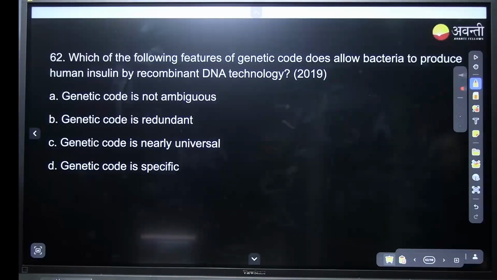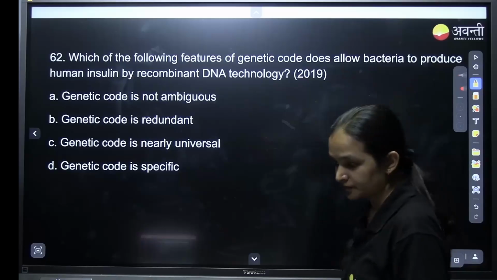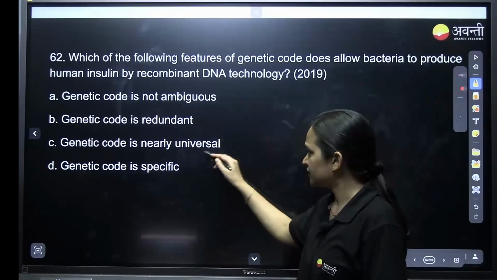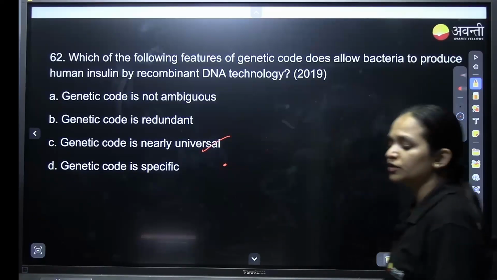Which of the following features of genetic code allows bacteria to produce human insulin by recombinant DNA technology? Easy question this one is. Option C, that is the genetic code is nearly universal.